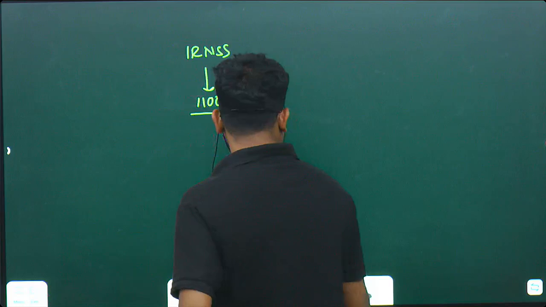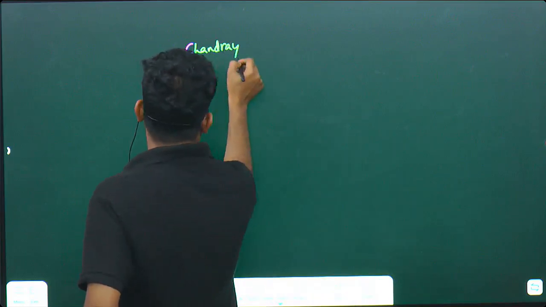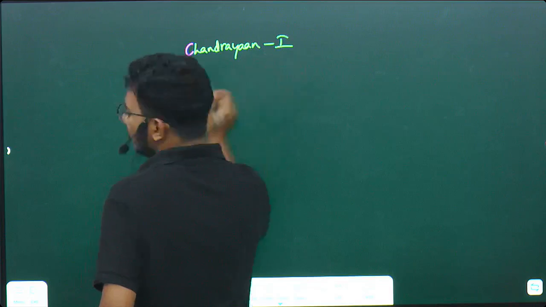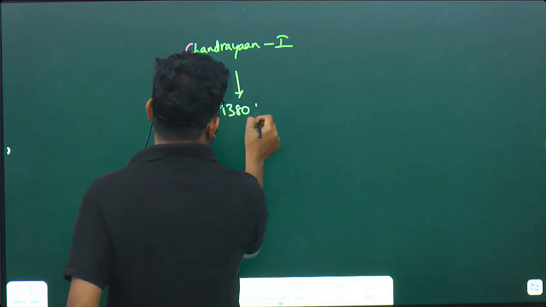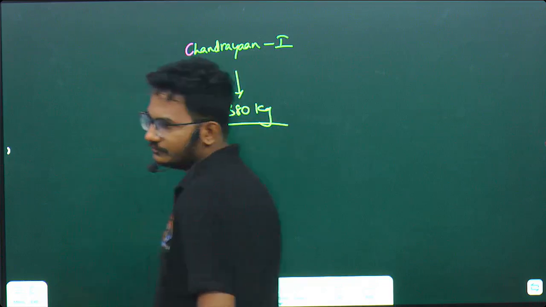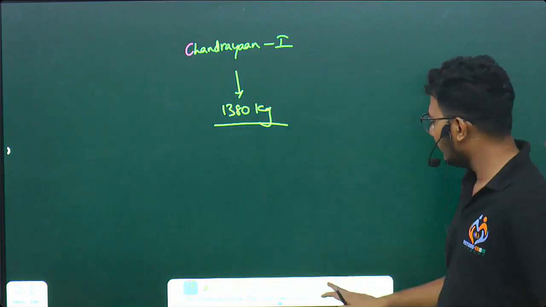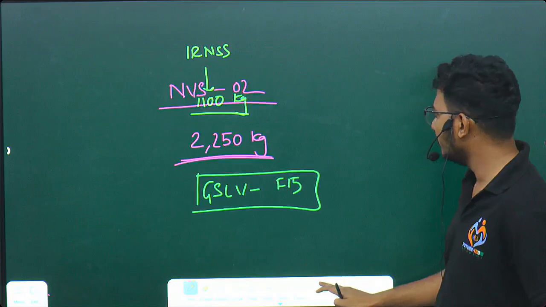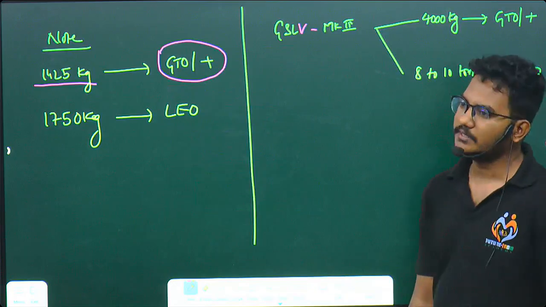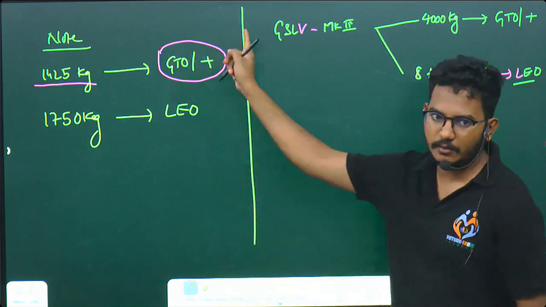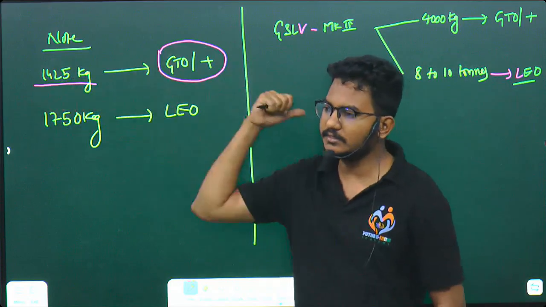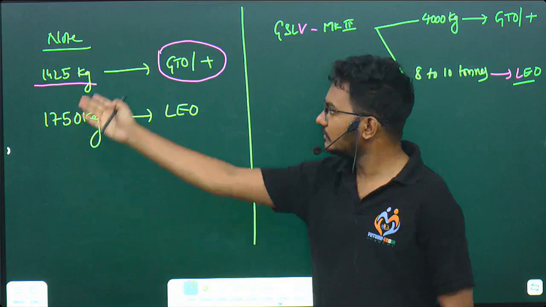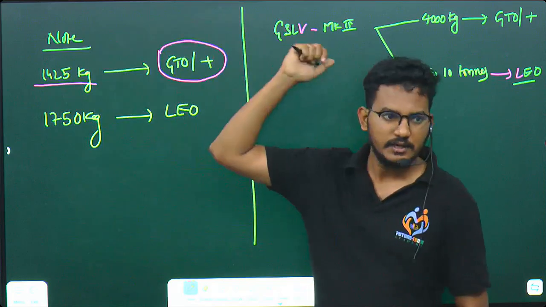Chandrayaan 1. 1380 kgs. Now tell me, which vehicle will be used? PSLV, because to GTO or above we can carry up to 1425. The weight is 1380, so we can simply use PSLV instead of using GSLV.